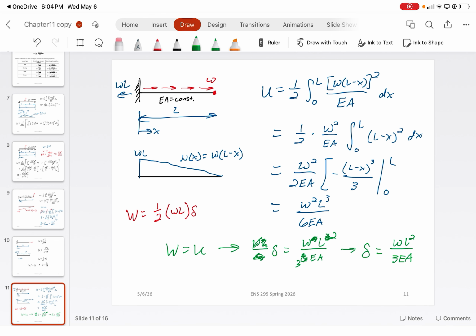Can you explain where you got the WL again when you did 1/2 times? Yeah, so the work is equal to 1/2 P times delta, P being the total force that's applied externally, and then delta being whatever deformation is caused by that external force. Now, the total external force is just the magnitude of the distributed load, W, times the length. All right?